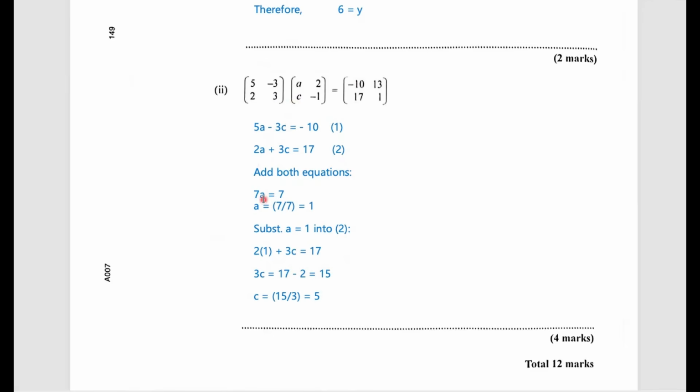5A add 2A is 7A. -10 add 17 is 7. And you divide 7 by 7, you get 1 for A. And I substitute A as 1 into, let's say, equation 2. So I get 2 by 1 plus 3C is 17. So you get 3C as 17 minus 2. But 2 by 1 is 2. So 17 minus 2 is 15. Divide 15 by 3 to get 5.